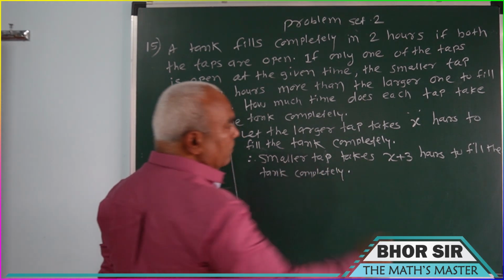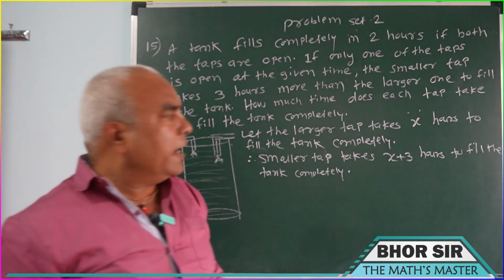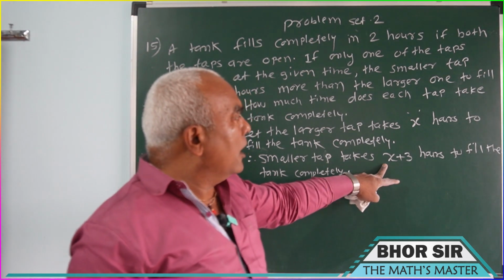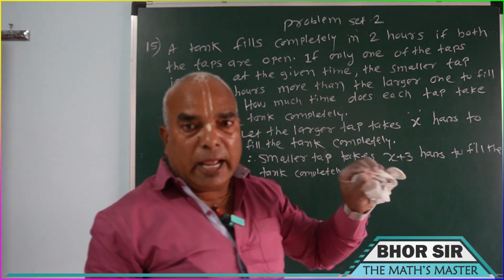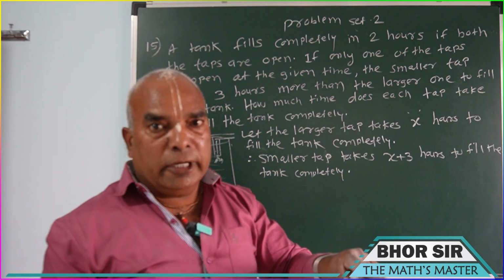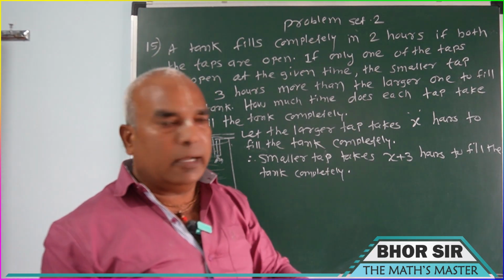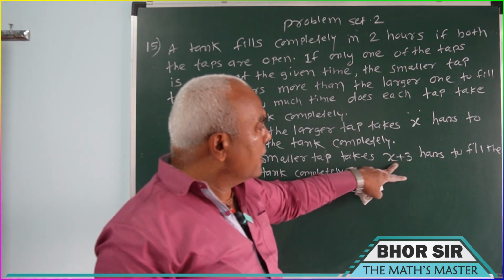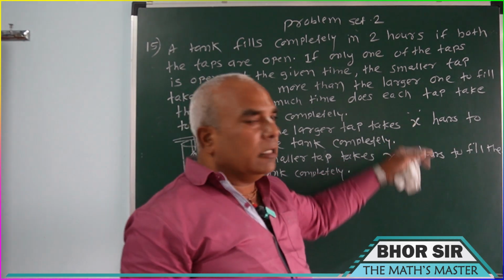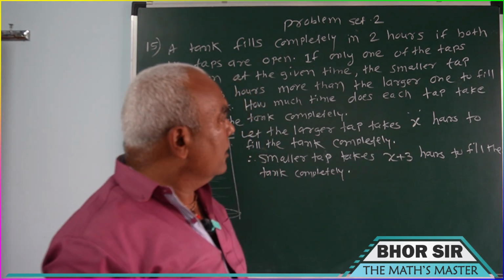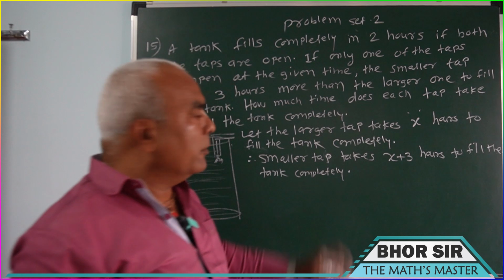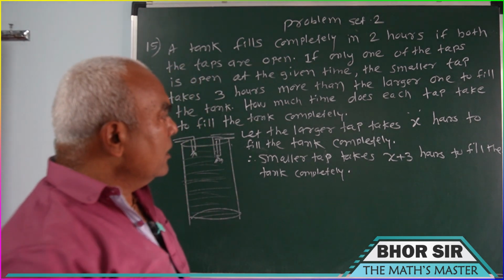See now, the smaller tap takes x plus 3 hours, more hours. The tap is smaller, therefore it takes more time to fill the tank. Therefore it takes x plus 3 hours, and the larger tap takes x hours to fill the tank completely.